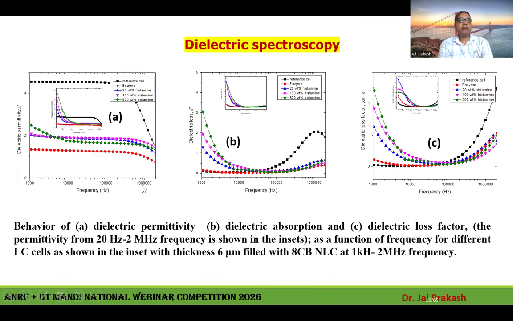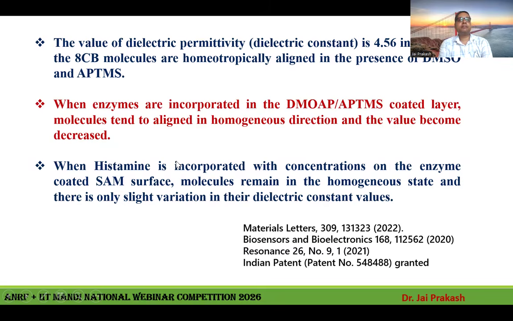And we can also confirm this sensing through the dielectric spectroscopic measurement. We can see the dielectric permittivity of the reference cell, which is almost 4.56. As we increase the concentration of histamine, this permittivity decreases due to the change in alignment from vertical to the planar. In planar alignment, the permittivity is less because the molecules are perpendicular to the surface. In case of homeotropic alignment, the molecules are parallel to the surface.